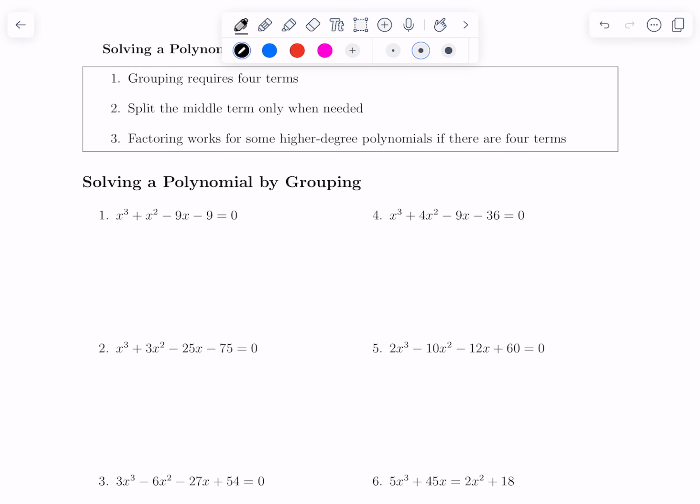So we're going to find the greatest common factor for the first two and the last two over here. So maybe use a different color. For the first two, we have x cubed and x squared. So the greatest common factor will be x squared, and we get x plus 1 here. Then we are going to subtract 9x minus 9 over here, which is negative 9. We got x plus 1.